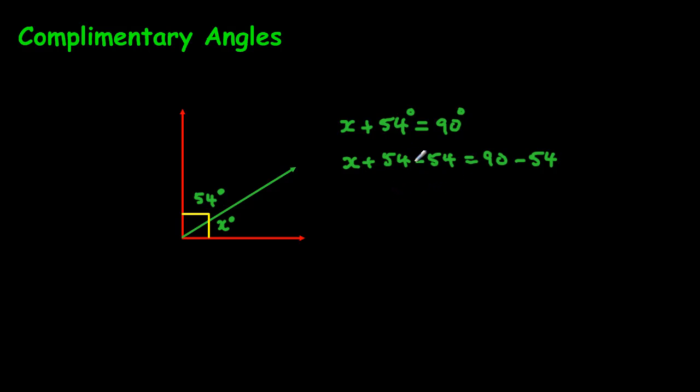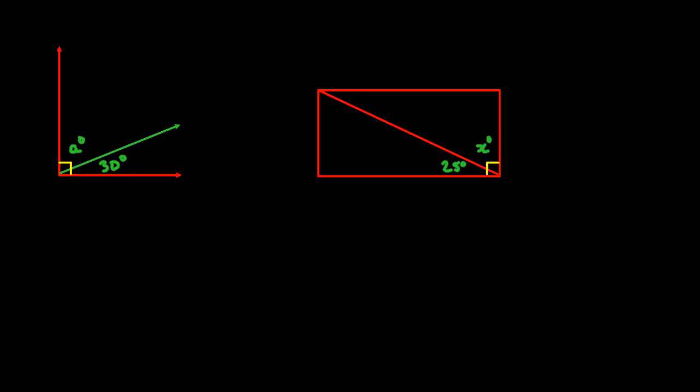So when 54 is taken from 90, I get x, which is the angle size that I'm looking for, and 90 minus 54 is 36 degrees. So that's how you use the fact that complementary angles add up to 90 degrees. That's how you can use that to find missing angles.